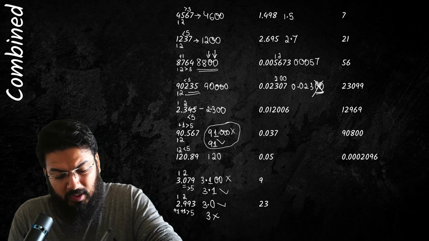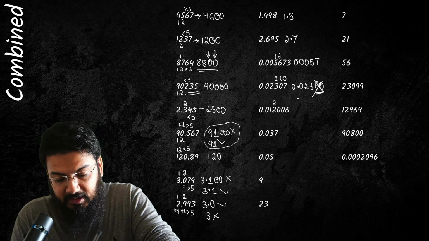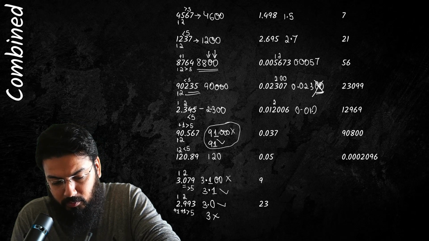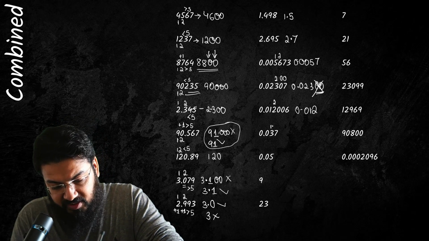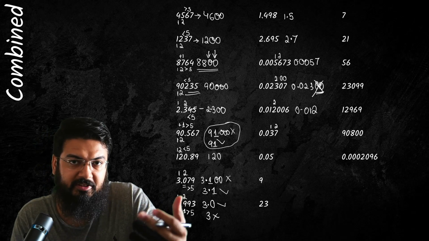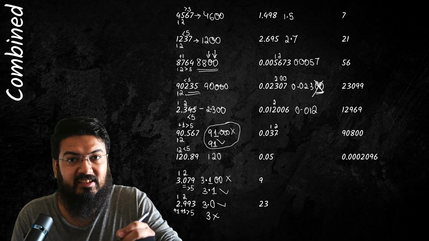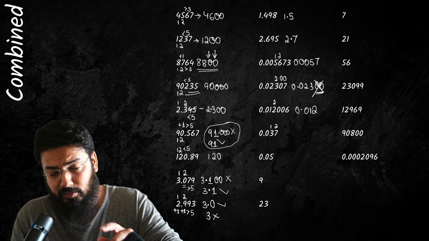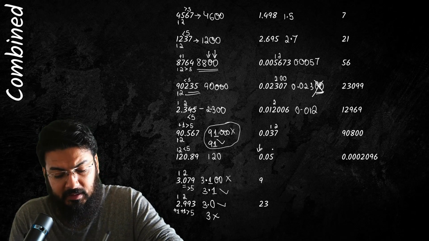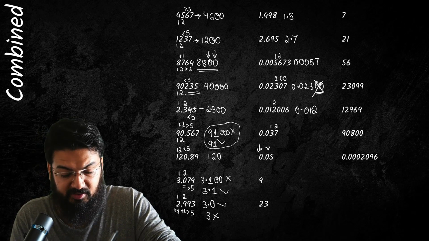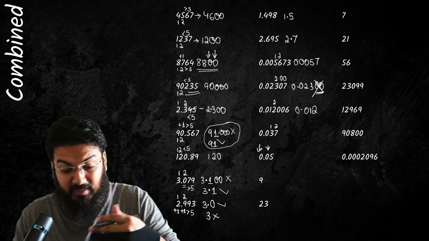So 0.122, 2 is my second significant figure. After that, it's less than 5. So my final answer becomes 0.012. Then I have 0.037. So first and then second significant figure, it's already in two significant figures. So again, I don't need to make any change. 0.05. Now you only have one significant figure. This 0 is insignificant. So the 5 is the first significant figure. So I have to add the second significant figure myself.